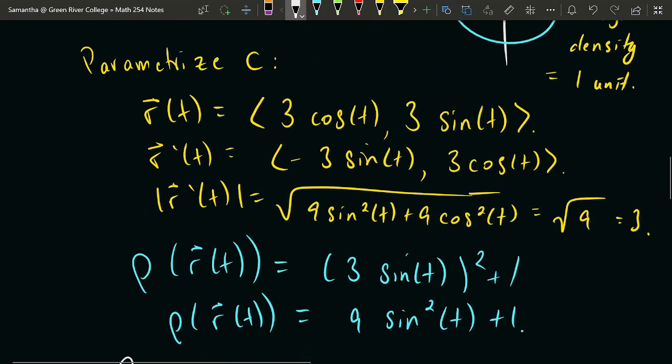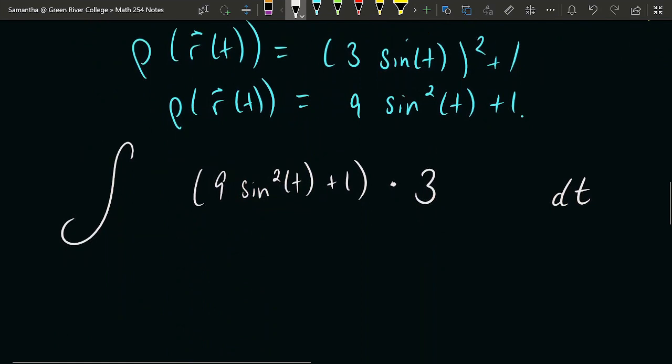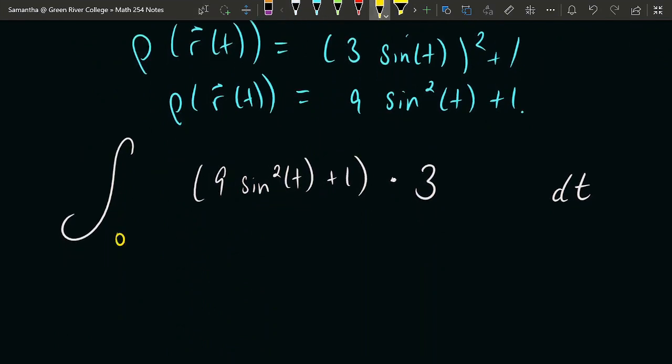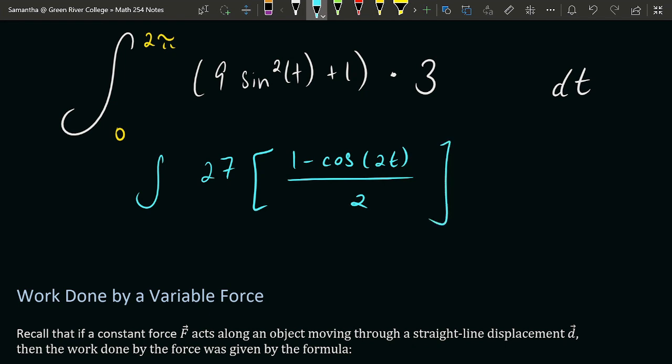Now, what will our t limits be for this circle? We will trace out the entire circle exactly one time as t goes from 0 on the bottom to 2 pi on the top. Now, to evaluate this integral, I'm going to have to rewrite sine squared using the power reduction identity to transform this into 1 minus cosine of 2t, cut in half.